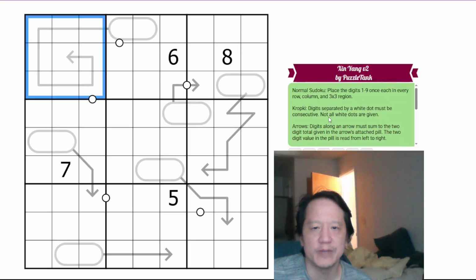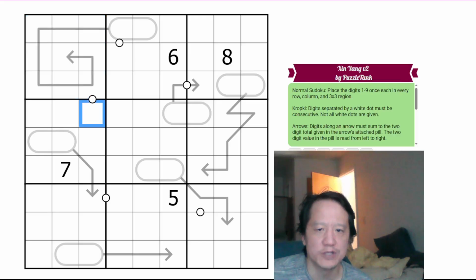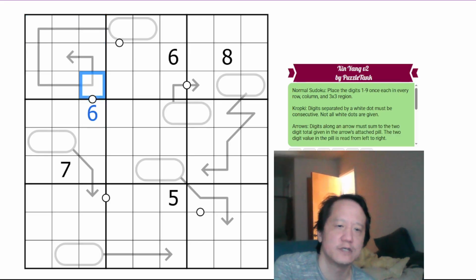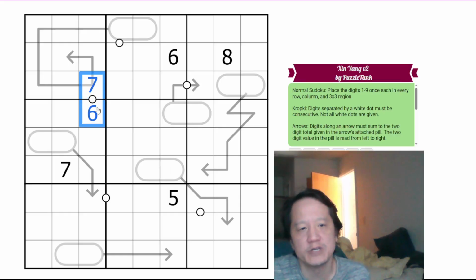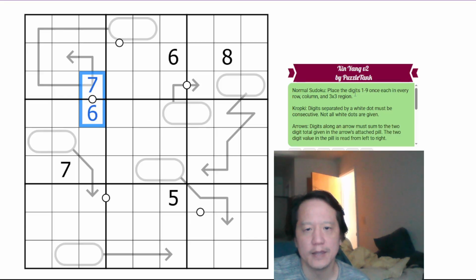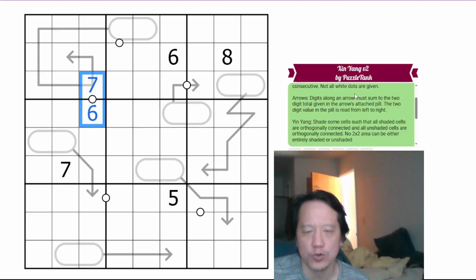We have Kropki dots, where digits separated by a white dot must be consecutive, and not all white dots are given. So, for example, if this were a 6 here, this would have to be a 5 or a 7 to be consecutive with it because there's a white dot between them. And that's how white Kropki dots work.